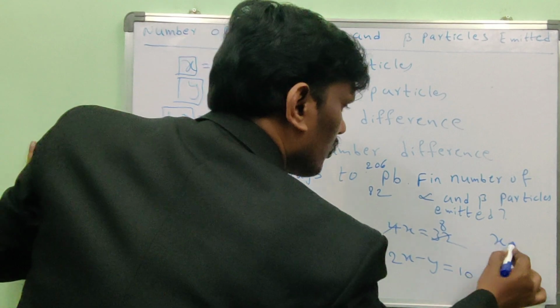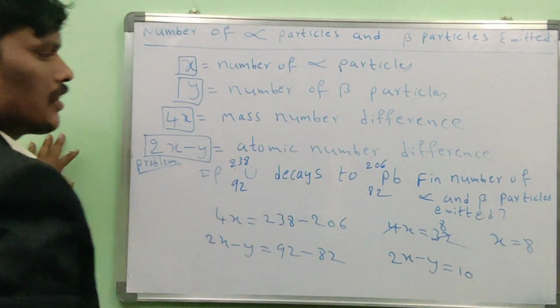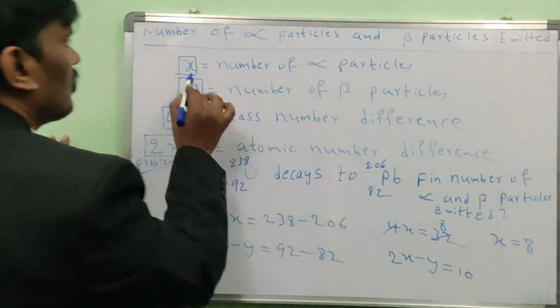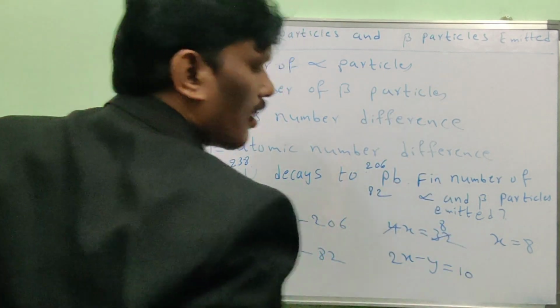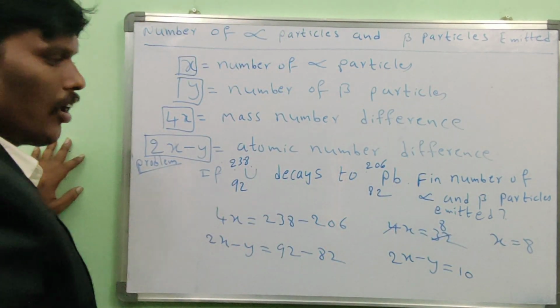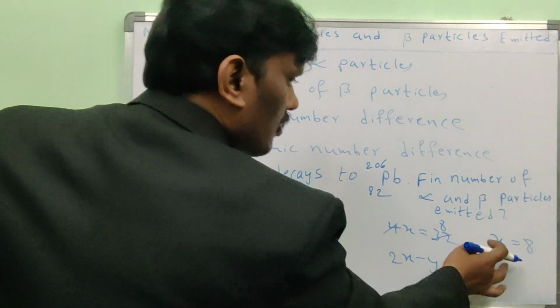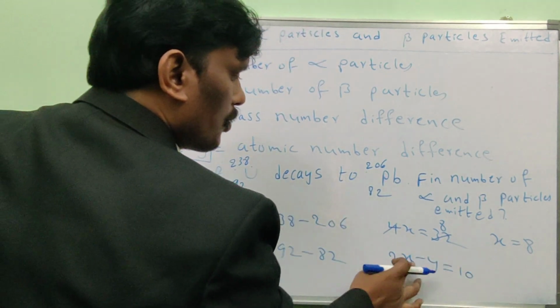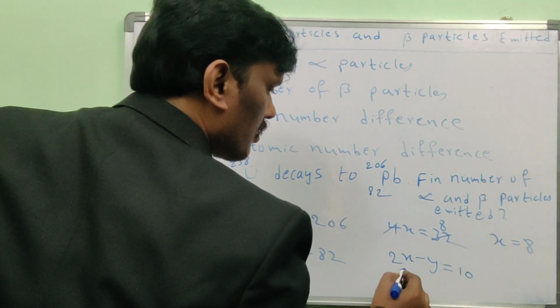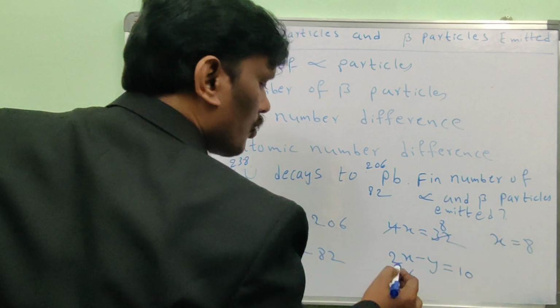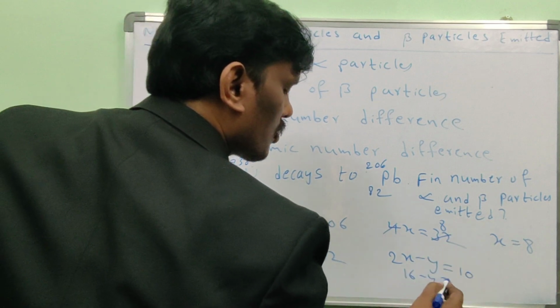Then what is our x? 8. What is x? Number of alpha particles. So 8 alpha particles are emitted. How many beta particles? Substitute x here. 2 times 8 is 16. Why? Because x is 8. 2 times 8 is 16 minus y is equal to 10.